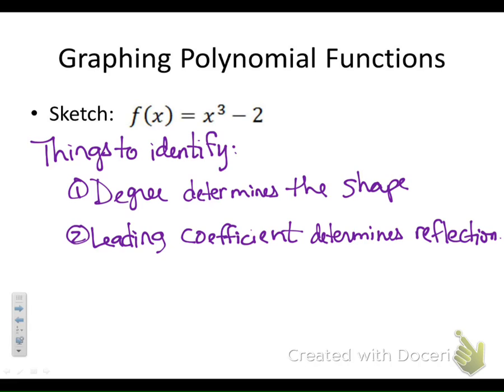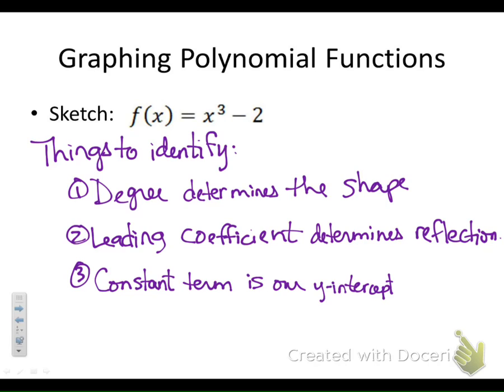And last, we're looking for a constant term, just to have at least 1 point on the graph. The constant term, meaning the number without a variable, the constant term is our y-intercept. Because if we plugged in a 0 for x, we would get that constant term. We symbolize the constant term as a with a subscript of 0.